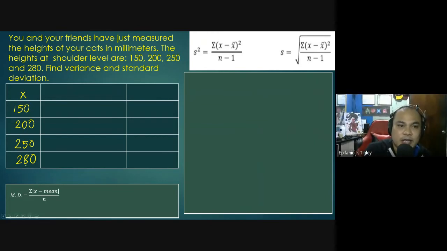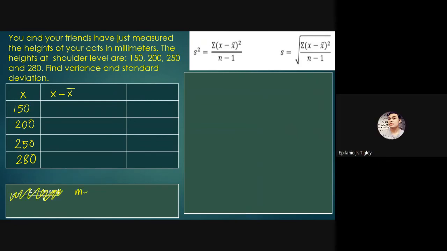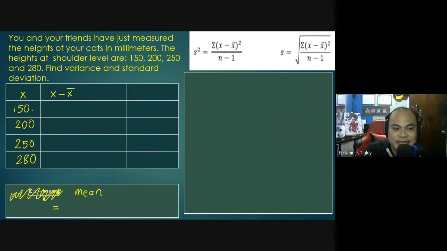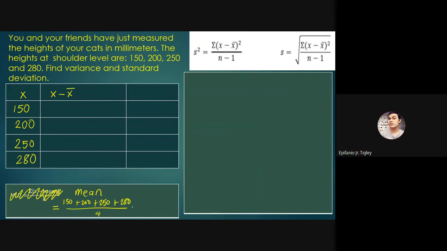Next thing to do is what? You simply subtract the score and the mean. But the problem is we do not have the mean, so I will be computing the mean over here. So how do we get the mean, by the way? You simply add all the data. So what is the sum of the data here? 150 plus 200 plus 250 plus 280 divided by 4. How much was our result a while ago?